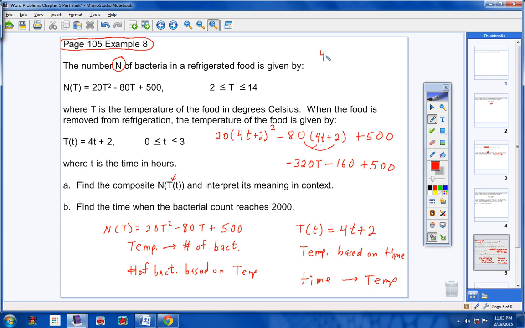Let me write that again for a second, just to make sure there's no confusion for you guys. Now when I take 4T plus 2 times 4T plus 2, you guys understand? Take the 4T, multiply it through. Take the 2 and multiply it through. Okay? Just making sure. Alright?